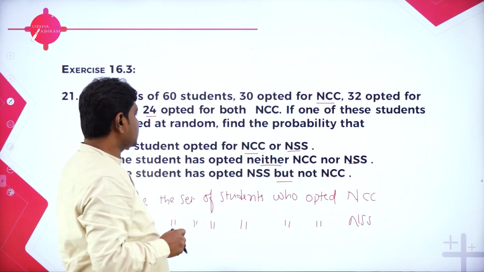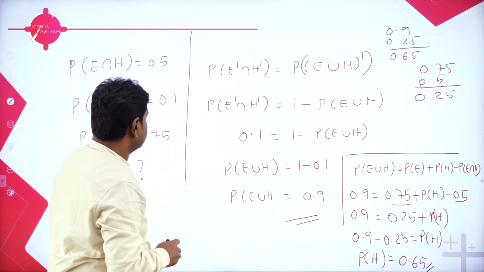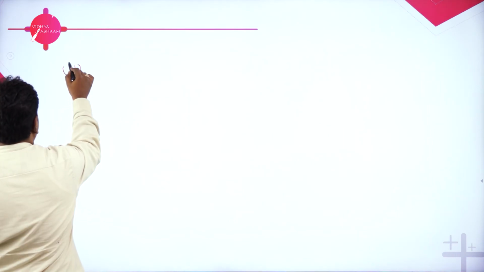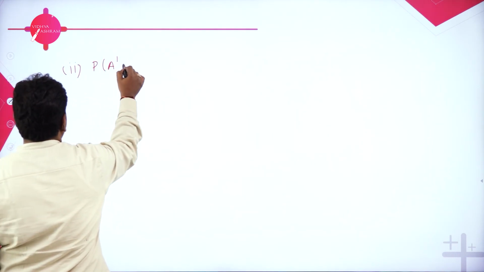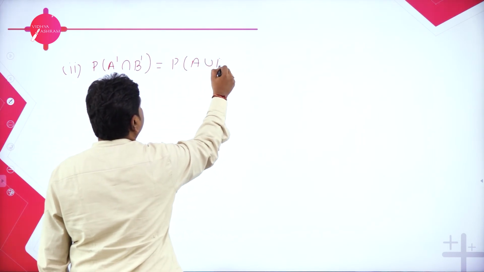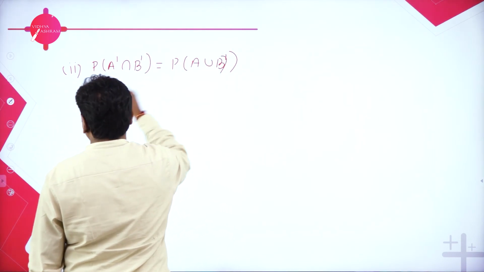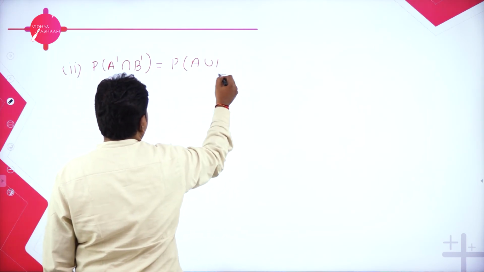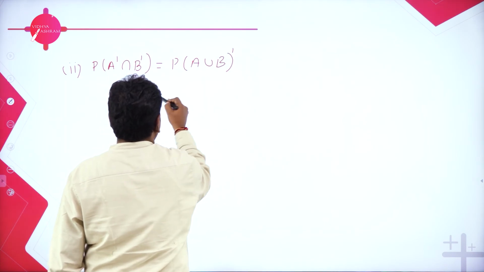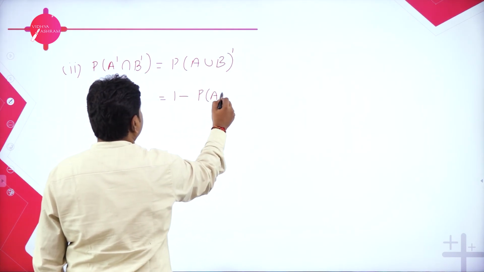Then neither NCC nor NSS. So I hope all of you copied this. Now I'll go to the second part. Neither, they want P of A dash intersection B dash, that can be written as P of A union B the whole dash. De Morgan's law I'm using. So P of A dash intersection B dash can be written as A union B the whole dash. This can be written as 1 minus P of A union B.